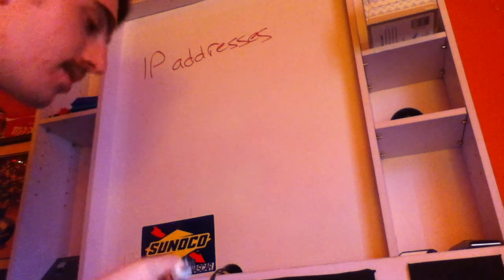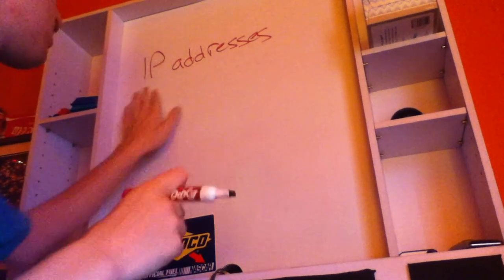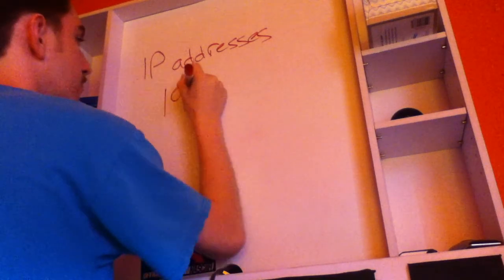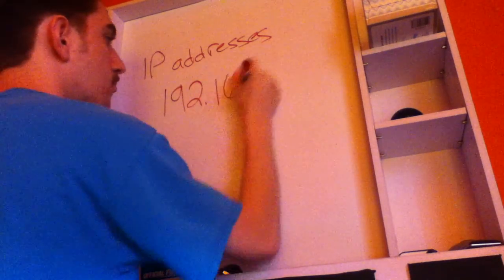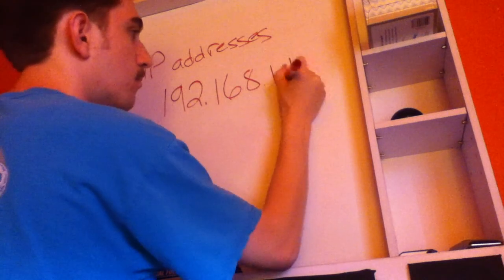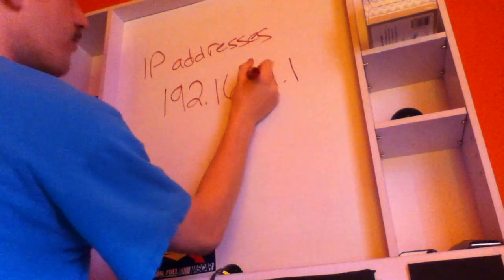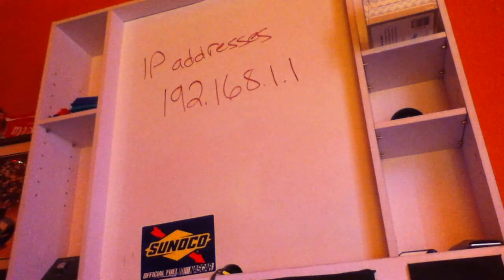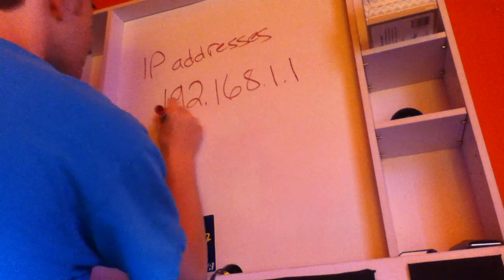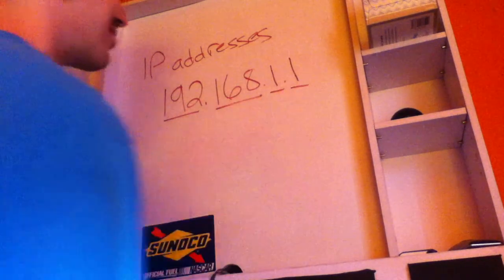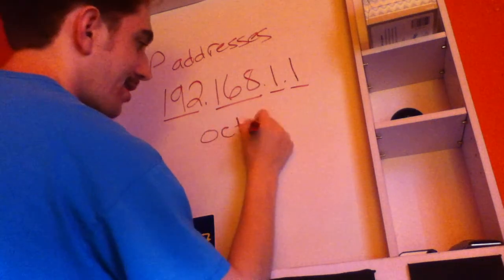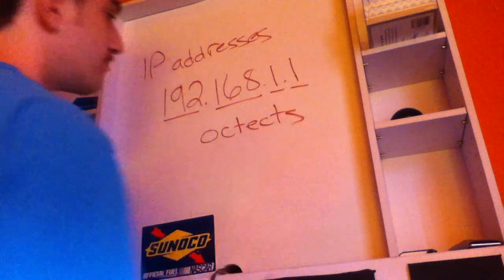So, basically, an IP address usually looks like this. 192.168.1.1, not the LAN IP, by the way. This is the 4 octets right there. Octets. How do you spell them?